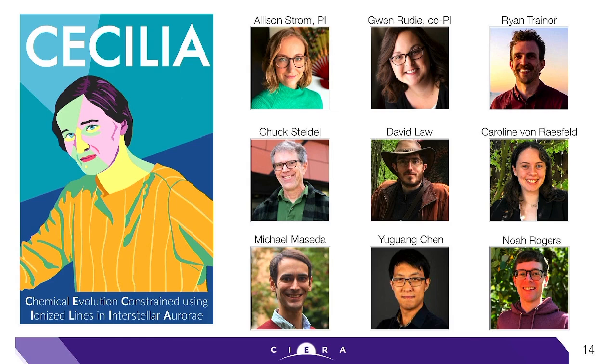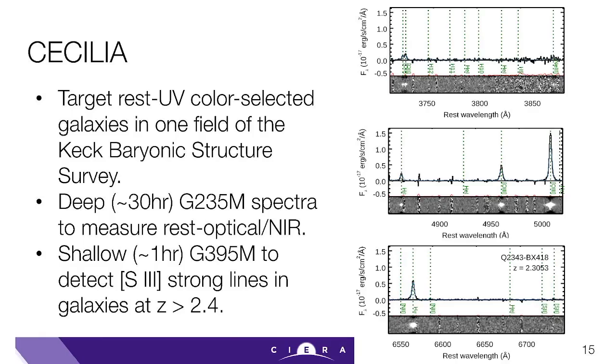This is the CECILIA program, co-PI'd by Allison Strom and Gwen Rudie. CECILIA targeted rest-UV color-selected star-forming galaxies at cosmic noon in one field of the Keck Baryonic Structure Survey. These galaxies generally have very deep archival spectra that cover the rest-frame UV and optical. An example of one of the CECILIA galaxies is shown here on the right. This is a MOSFIRE spectrum showing the strong optical collisionally excited lines from metal ions and hydrogen-1 recombination lines, but is missing the necessary temperature-sensitive lines to actually calculate the abundances of the elements.